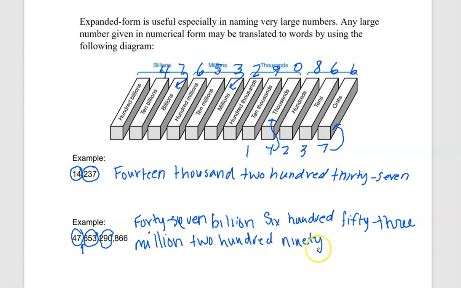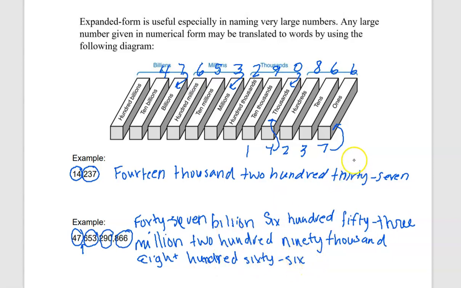290. Okay, comma. So where is my 0? My 0 is in the thousands place, so 290,000. Okay, now the last part, 866. And remember that the 6 is in the ones place, so you don't have to put anything after it.